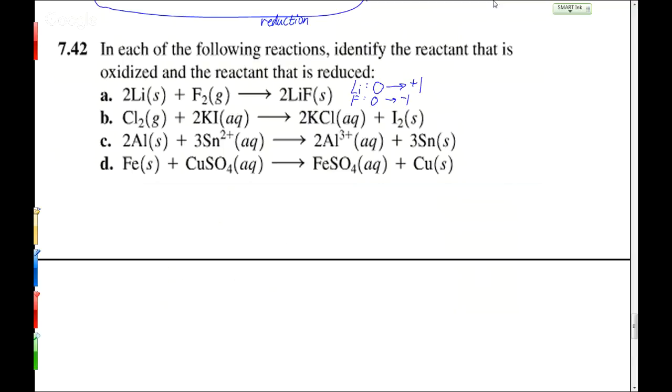Okay, so let's look at the next one. What's changing charge in the reaction in B? The chlorine and the iodine, yeah. And what's staying the same? The potassium. Potassium doesn't change charge in this one. It's plus one on the left, plus one on the right. So chlorine goes from 0, because it's all by itself, to -1. And iodine goes from -1 to 0.